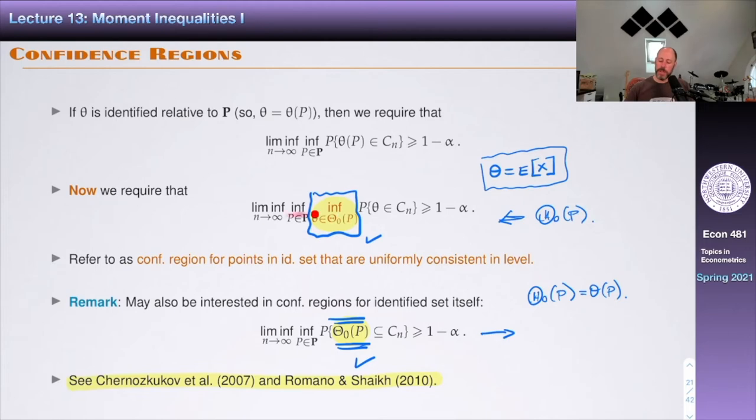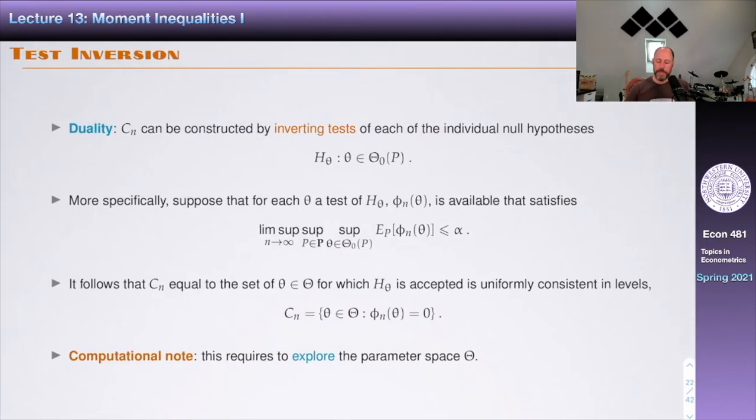So we're going to focus on this today. But as I just said, there may be situations where you care about this. So how are we going to construct these confidence regions? We're going to use duality. C_n can be constructed by inverting tests for each of the individual hypotheses that theta belongs to the identified set. Notice that now we index the hypothesis by theta because we're going to be testing so many hypotheses in reality; it is just saying theta belongs to the identified set.